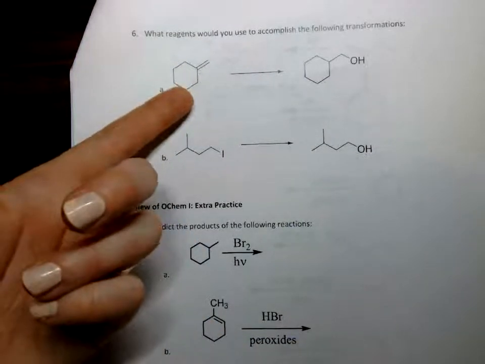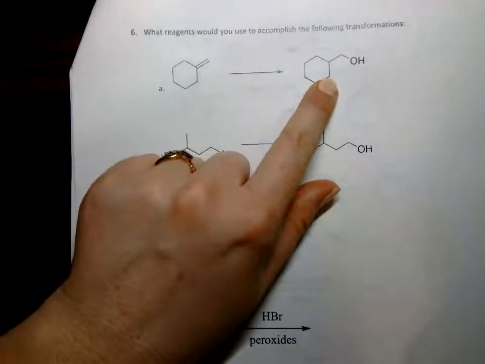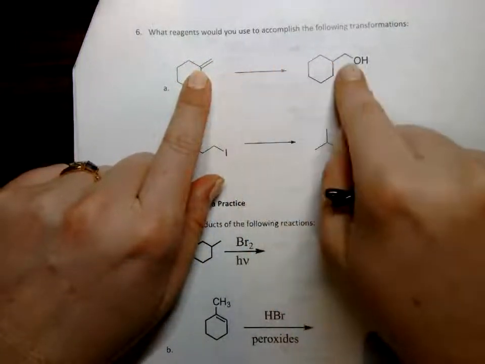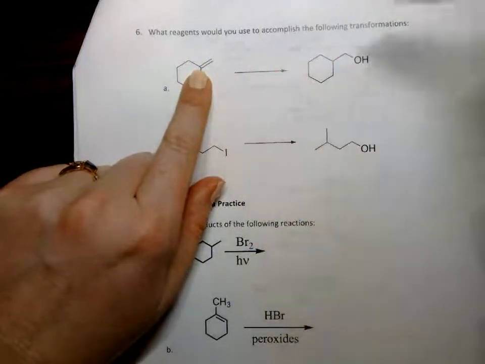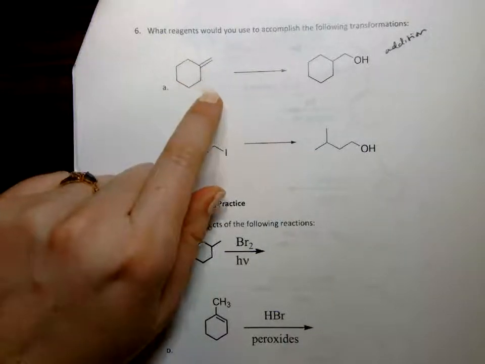Well, elimination ends up as a double bond, so I don't think if we're going from a double bond to something else, that would be an elimination. And substitutions just swap something out. But this is actually adding something to my double bond. So this is an addition reaction. So that must mean it's chapter 8, addition to alkene.